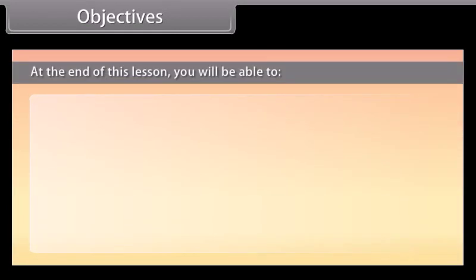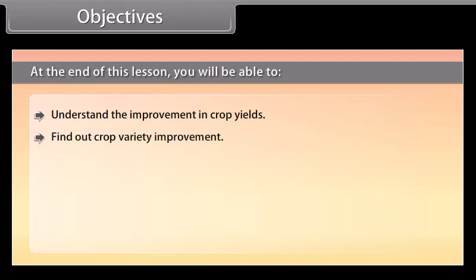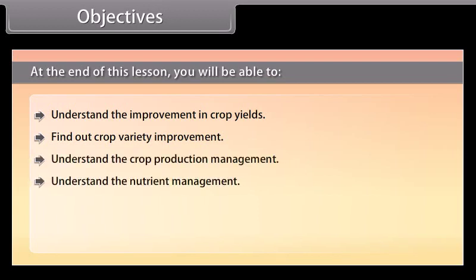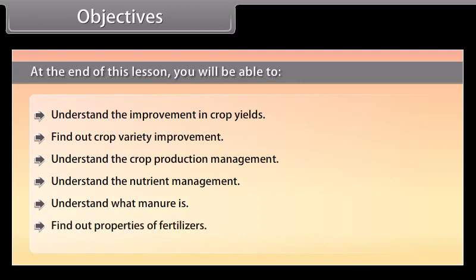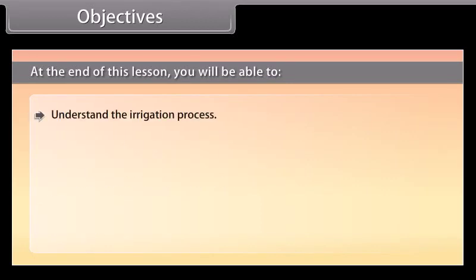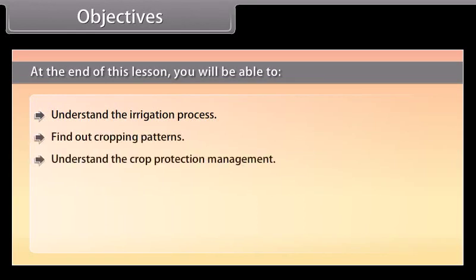Objectives. At the end of this lesson, you'll be able to understand the improvement in crop yields, find out crop variety improvement, understand the crop production management, understand the nutrient management, understand what manure is, find out properties of fertilizers, understand the irrigation process, find out cropping patterns, understand the crop protection management, study the methods for storage of grains.